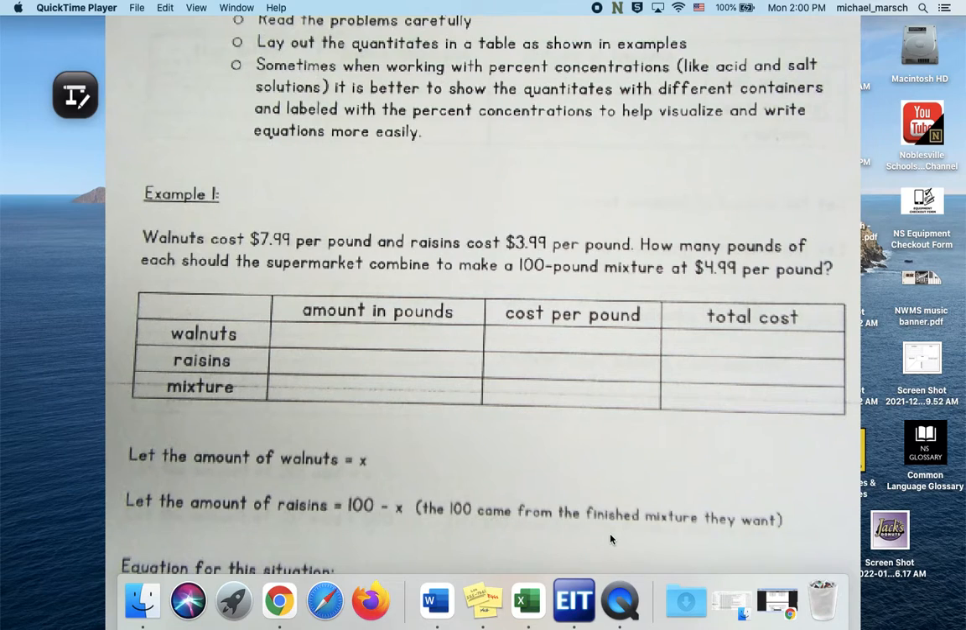Okay, so I'm going to try to mix these up. How many total pounds do I have? 100. So when you find your answer, should it be greater than 100 when you add them? No. All right. Whew.